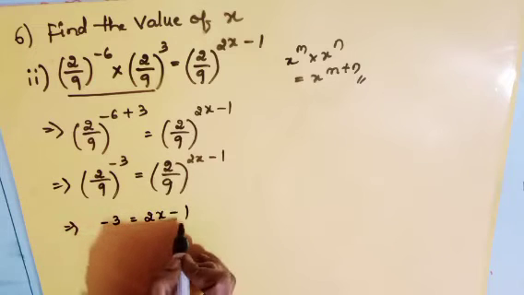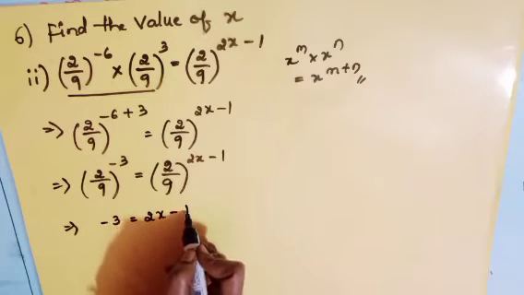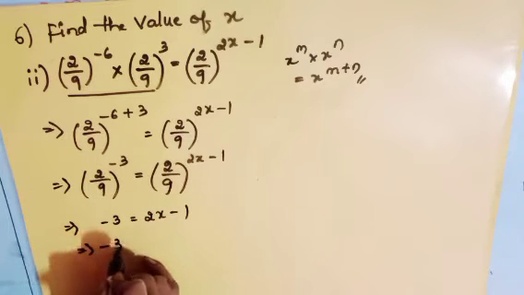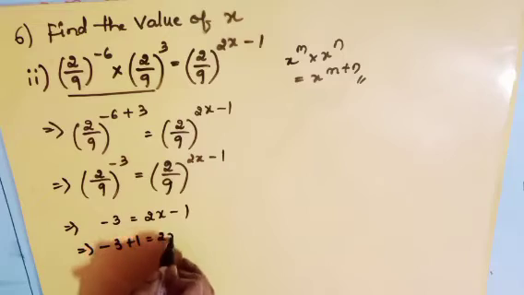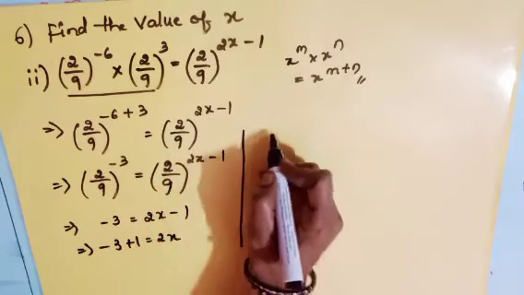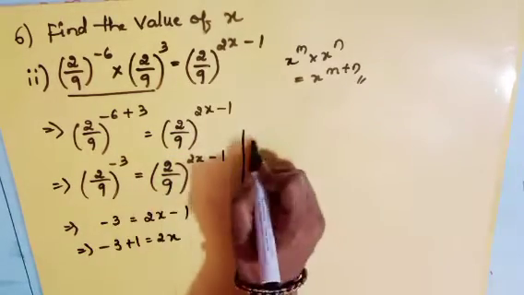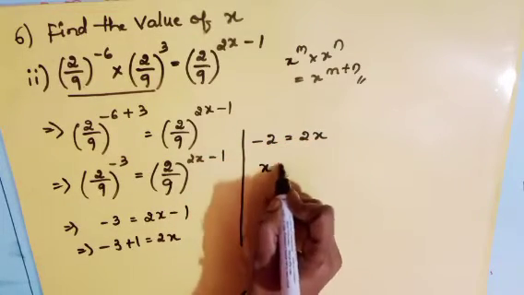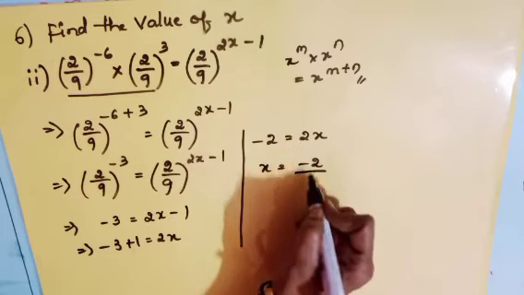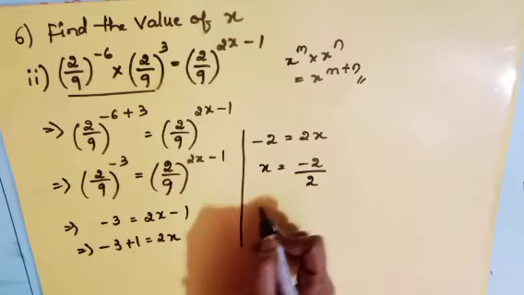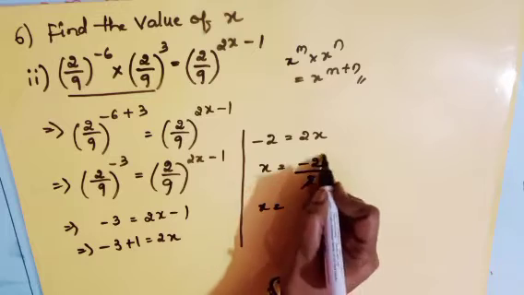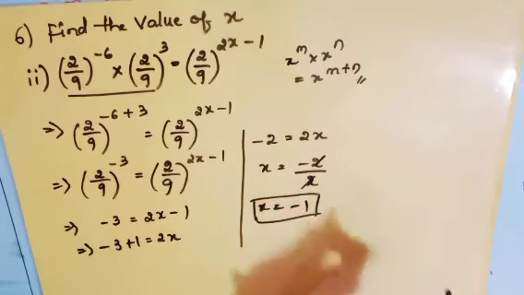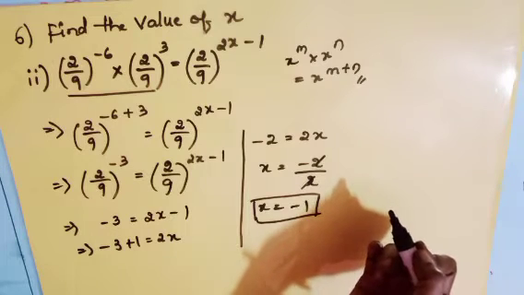So let us bring this minus 1 to the left side. So what will it become? Minus 3 plus 1 equals 2x. That is minus 3 plus 1 is minus 2 equals 2x. Or we can write x = -2/2. This 2 comes to the denominator. Therefore the 2s get cancelled, so minus 1. Therefore the value of x equals minus 1. Let us solve the next one.